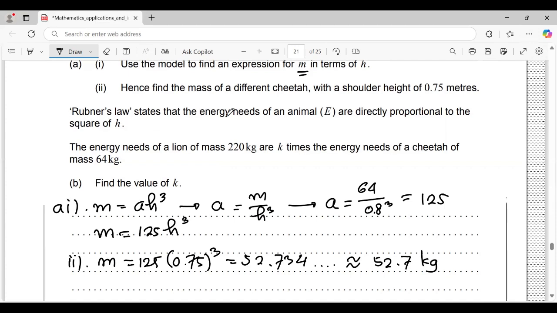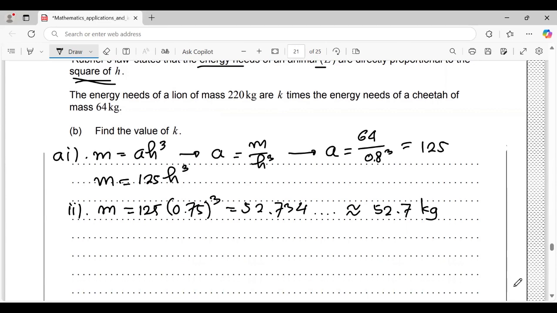Rigorous law states that the energy needs of an animal E are directly proportional to the square of H. That's proportional to the square of H. The energy needs of a lion of mass 220 kilograms are K times the energy needs of a cheetah of mass 64 kg. Find the value of K. All right.